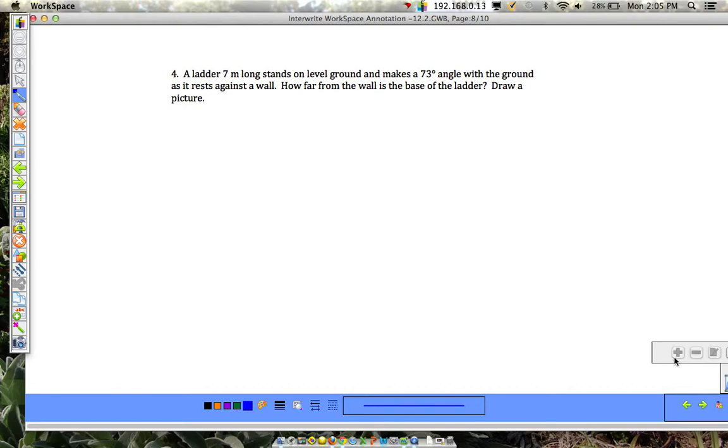Now we've got a word problem. It says a ladder 7 meters long stands on level ground and makes a 73-degree angle with the ground. So 73-degree angle with the ground. Here's my ground. And the ladder makes a 73-degree angle. So I'm going to eyeball this, but we're going to say it's about this.